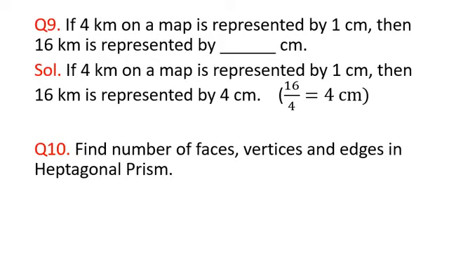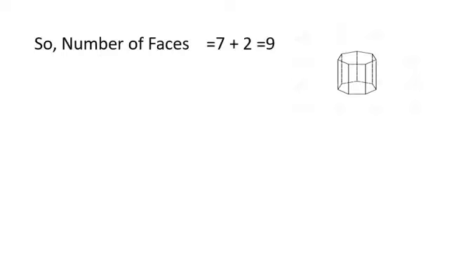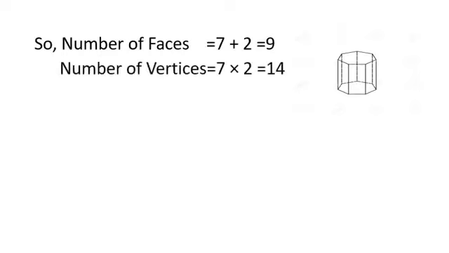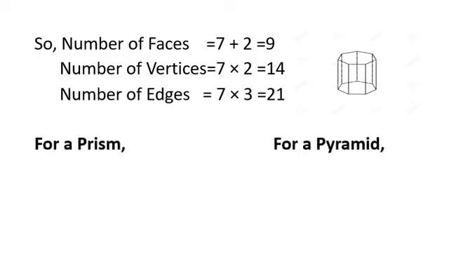So here we are supposed to find the number of faces, vertices and edges in a heptagonal prism. In a heptagonal prism, as I told you, the number of sides of the base will be 7. So this is the figure of the heptagon. Number of faces is 7 plus 2, that will be 9. Number of vertices is equal to 7 into 2, that will be 14. Number of edges will be 7 into 3, that is equal to 21. And I told you this relation for a prism.